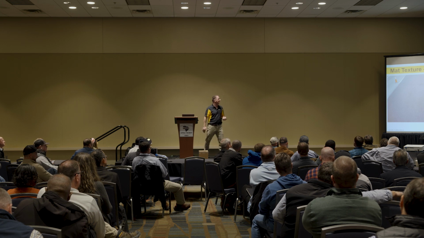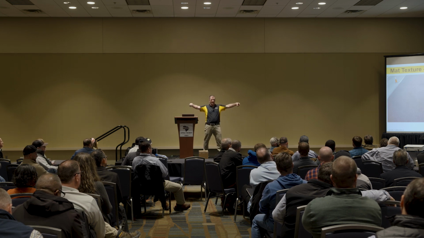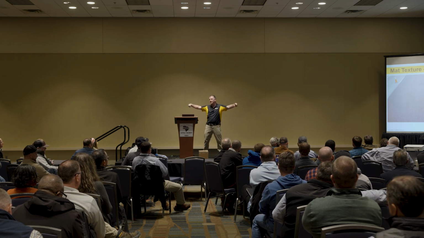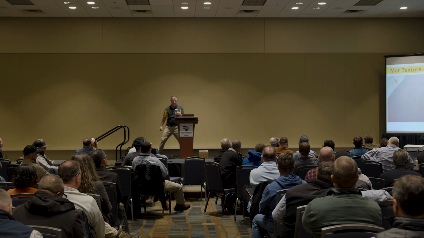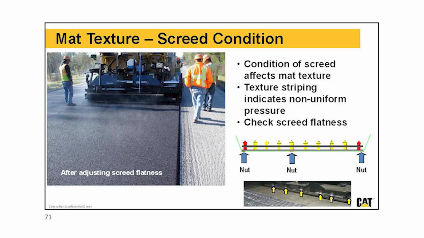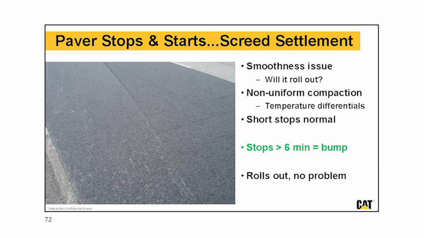You might see lines in the mat, so quick, easy check, pull a string line across the trailing edge, see if that's your problem, and if it is, you may have to adjust those adjusters on the back. So that's something maybe the mechanics are doing, but that's another possibility for stripes in your mat.